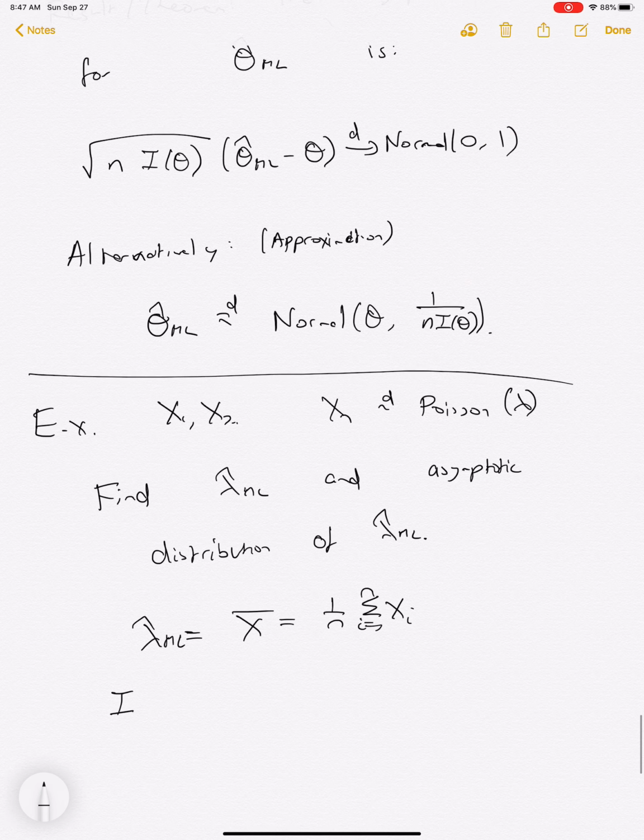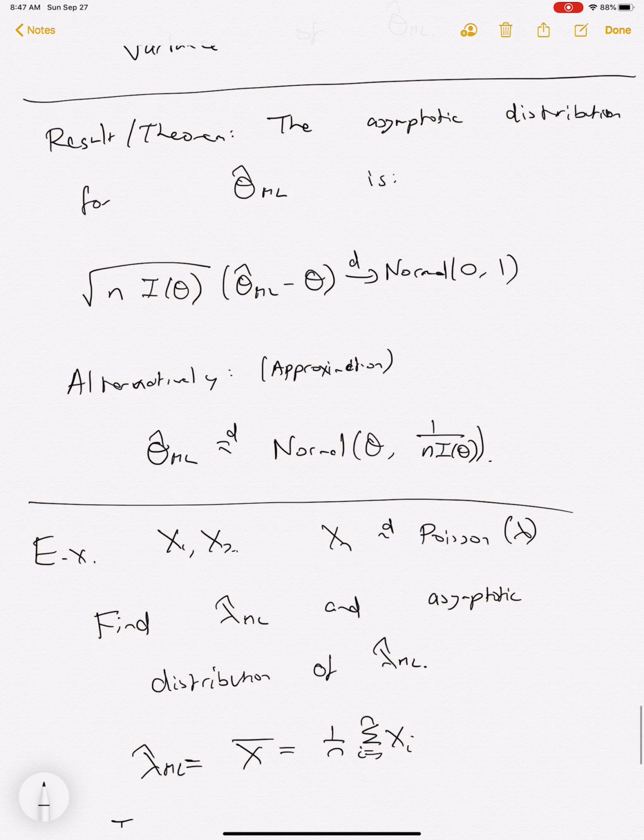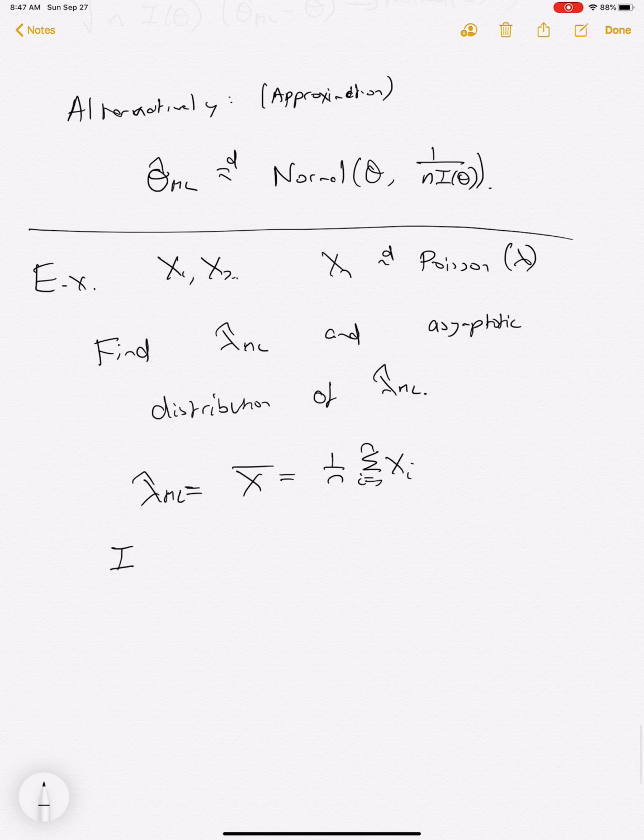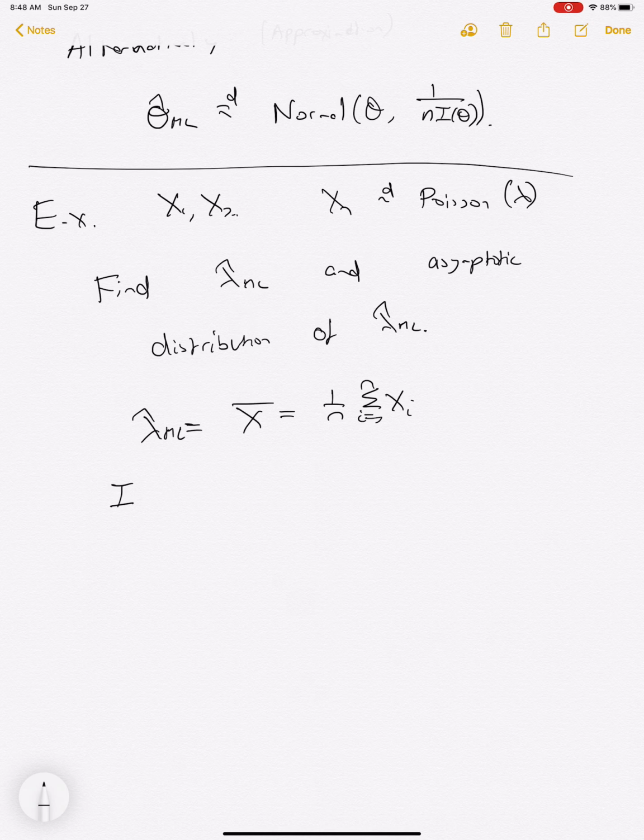So I should say that this needs some regularity conditions, but I'm not going to go into the details of that. They're quite technical. In general, if you're asked to find an asymptotic distribution for maximum likelihood, the way you're going to do it is what I described, where you find the Fisher information. In most examples that you generally see, these conditions that I mentioned but don't go into will be satisfied.